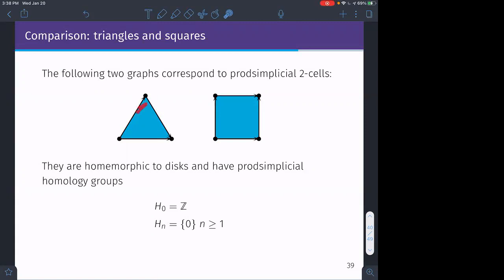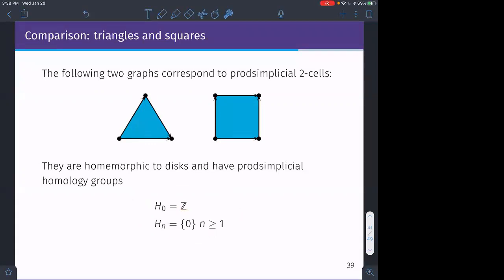I define them as being the filled-in figures in 2 dimensions in Prodsimplicial homology. And so these are their homology groups. This just tells me that they have exactly one connected component. I can kind of eyeball that. And I can also see that they have no other holes otherwise. So all of the other homology groups are trivial.